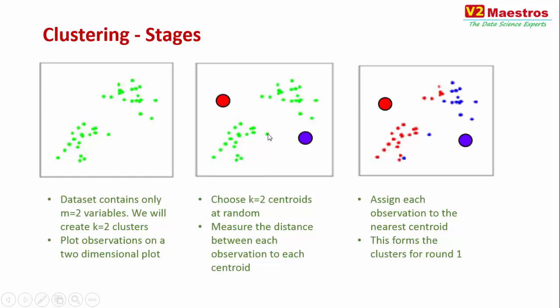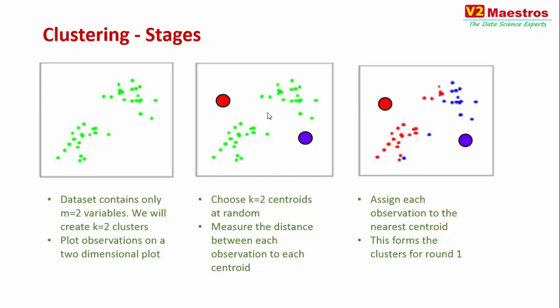Suppose I take this particular point, I measure the distance between this point and this centroid, and then again this point and this centroid. For every point, I'm going to be repeating this process of finding the distance between each point and each centroid. Then what do I do? I assign each point to the nearest centroid.